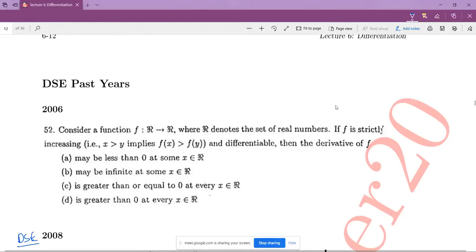Alright, so DSE 2006, consider a function f from R to R, where R denotes the set of real numbers. If f is strictly increasing and differentiable, then the derivative of f is greater than or equal to 0 at every x belonging to R.